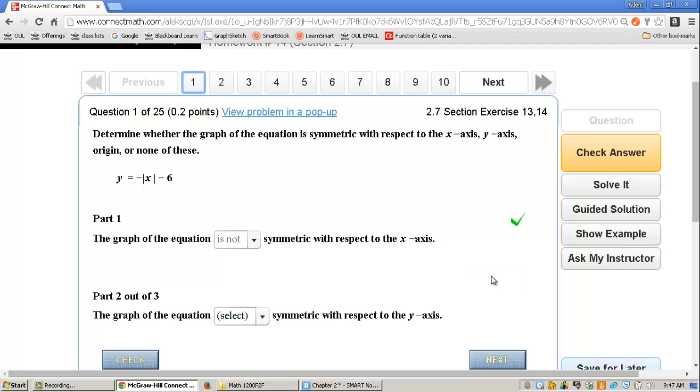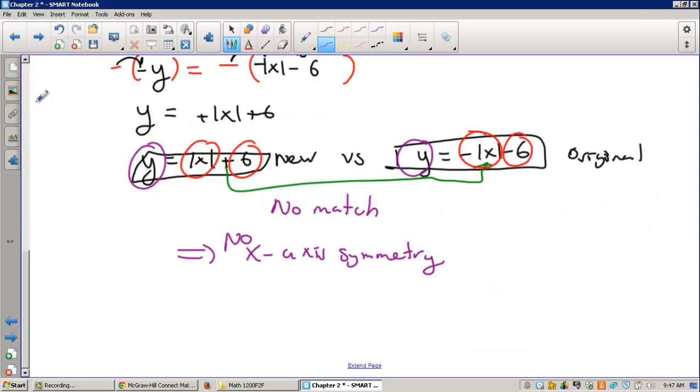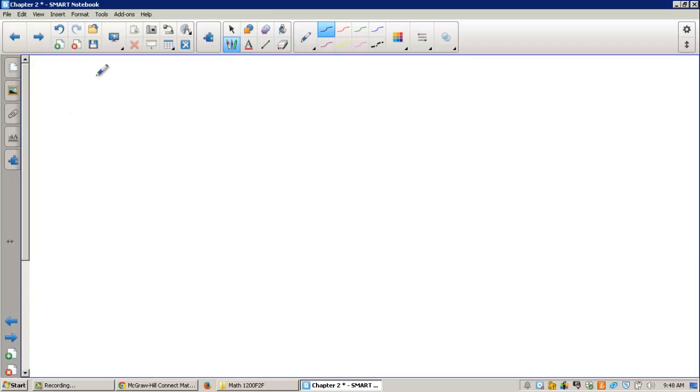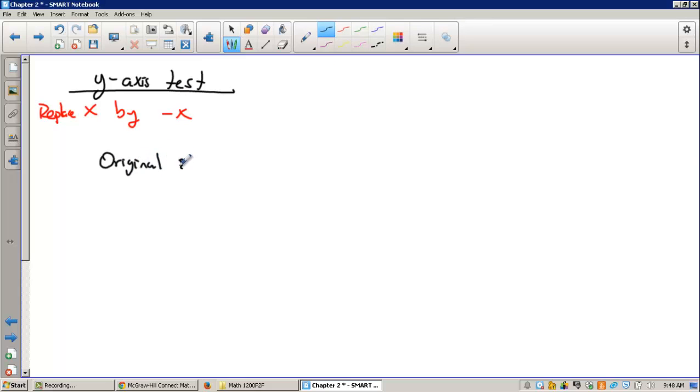How about the y-axis? I retry this now for the y-axis test. For the y-axis, we replace x by negative x. Here is the original: y equals negative absolute x minus 6, right?